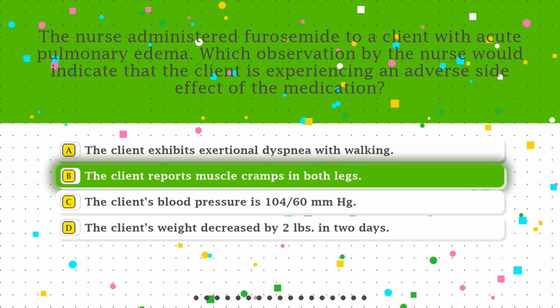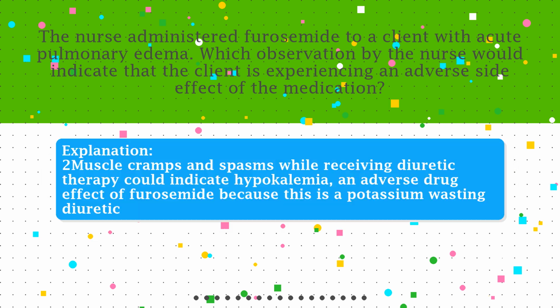The correct answer is option B. The client reports muscle cramps in both legs. Muscle cramps and spasms while receiving diuretic therapy could indicate hypokalemia, an adverse drug effect of furosemide because this is a potassium-wasting diuretic.